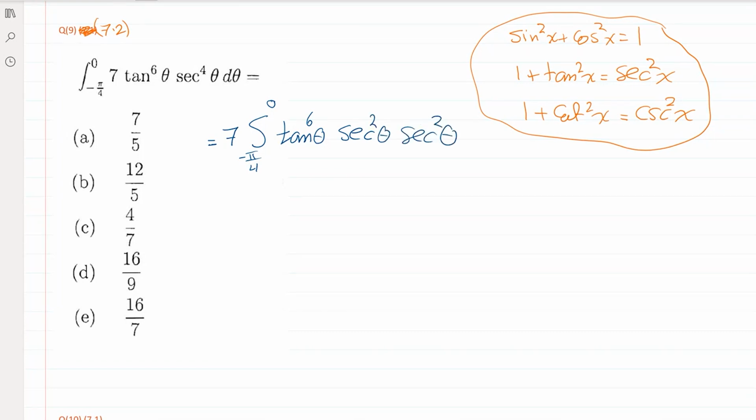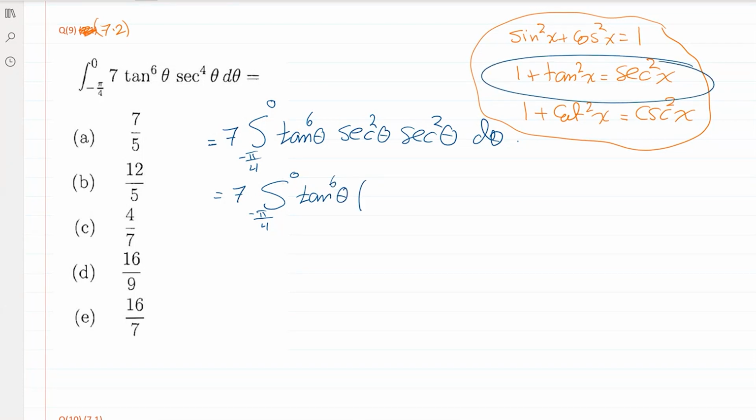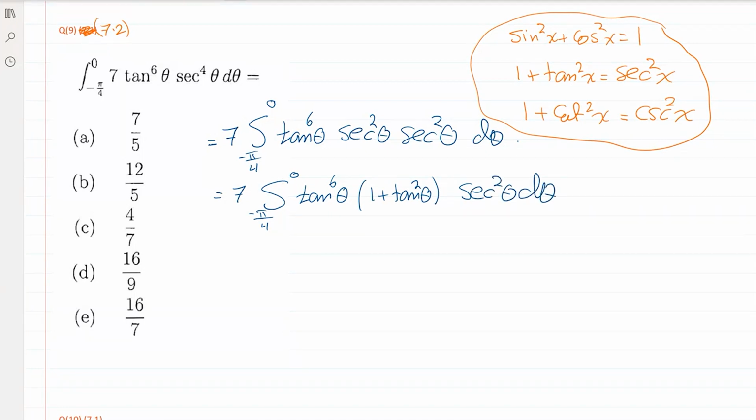d theta. Now, this one equals 7 integral from minus pi over 4 to 0 of tan power 6 theta. Now, one secant square you will make 1 plus tan square, using the second identity. So tan square theta becomes 1 plus tan square theta. The other one here is secant square theta d theta. Then take tan to be u. You need the derivative of tan, which is secant square, so we kill secant square.